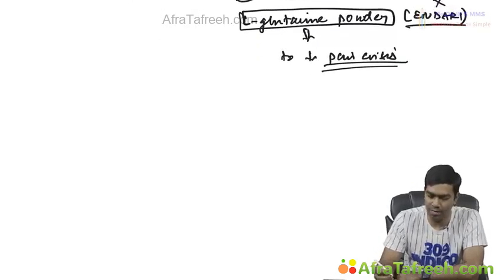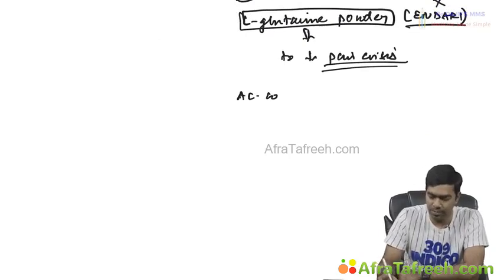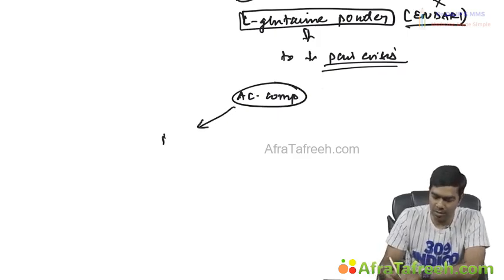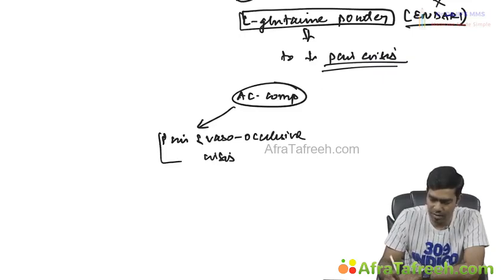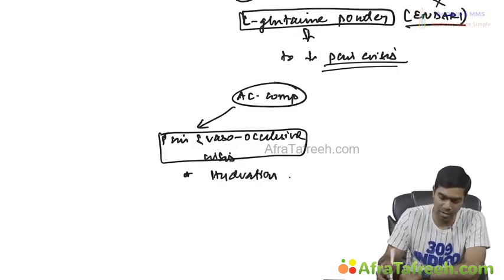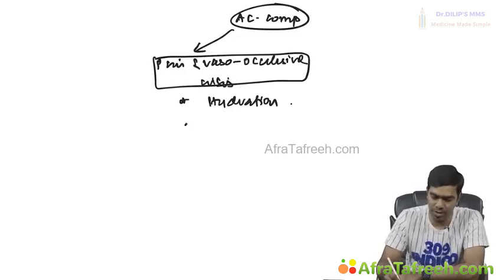Apart from that, you have to treat acute complications. How are you going to treat them? In acute complications, you have to treat pain and vaso-occlusive crisis. Suddenly, if you have a pain and a vaso-occlusion, how will you treat it? The first important treatment is hydration. You have to hydrate the patient, because dehydration is one of the risk factors for sickling.